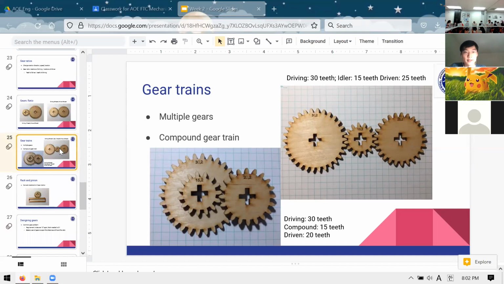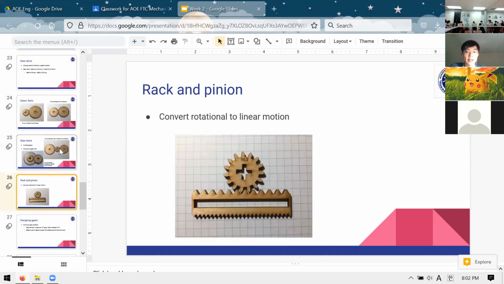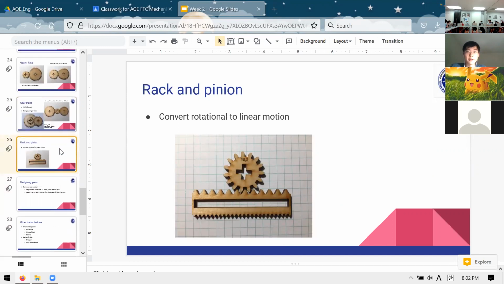So that's another strategy that you can use. And one more thing in terms of gears, we have a system called a rack and pinion. The pinion refers to essentially a smaller gear. And what this allows you to do is convert a rotational motion to a linear motion.